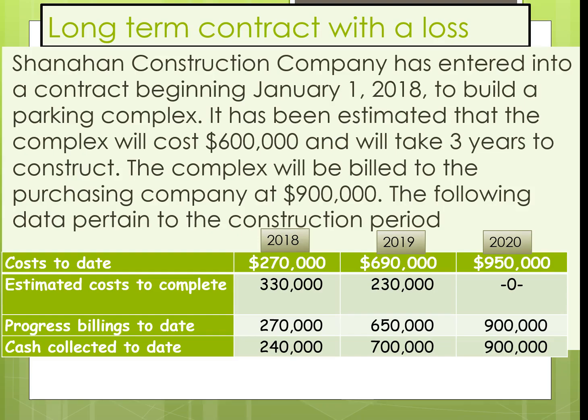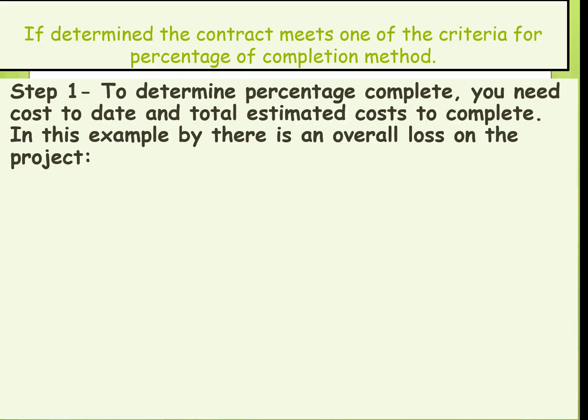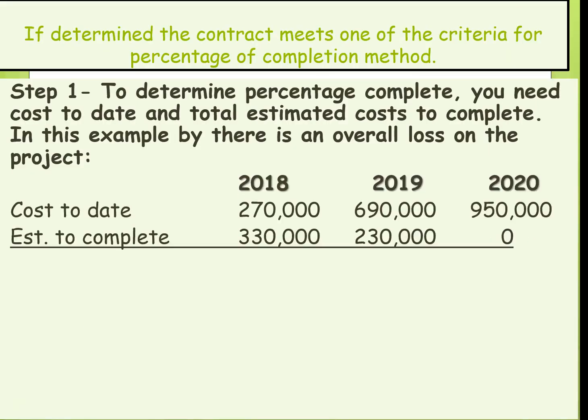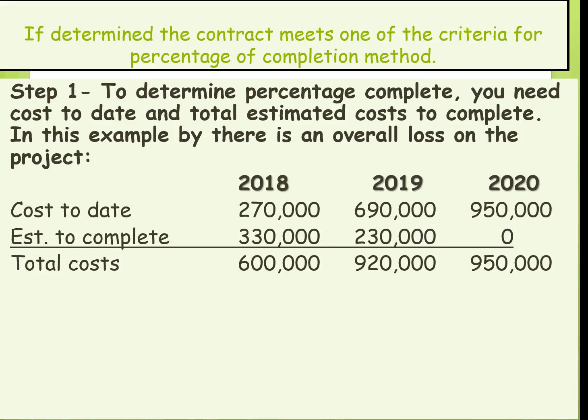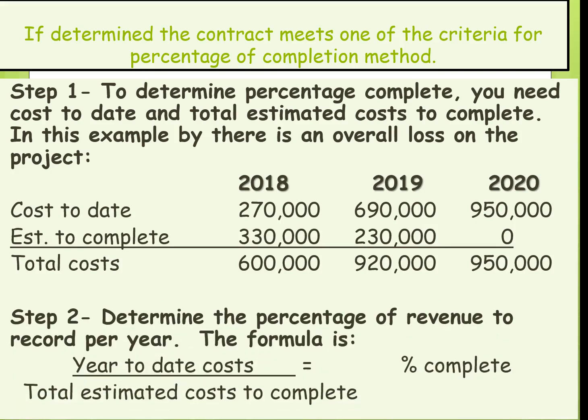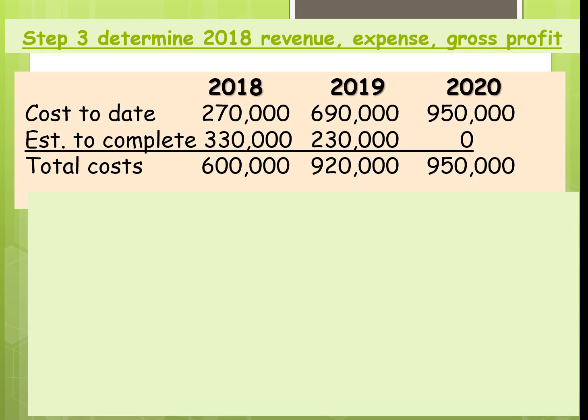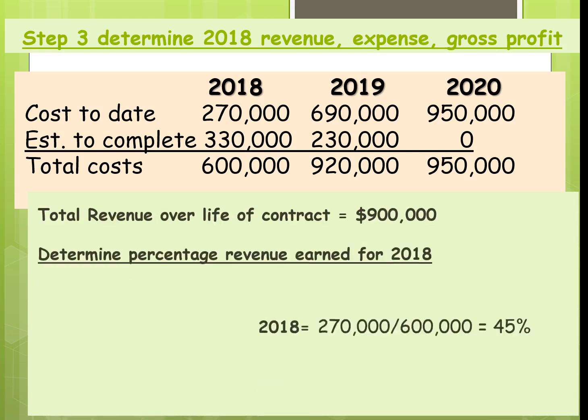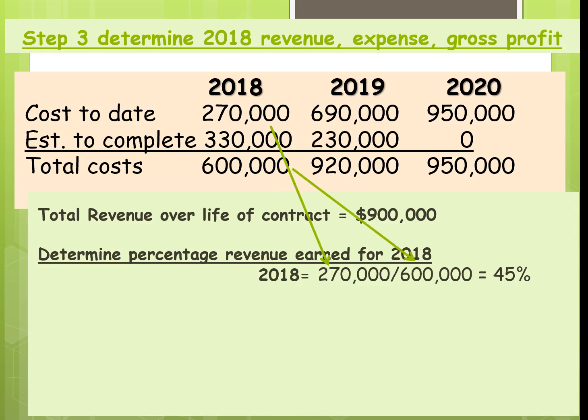Okay, here we have a problem. We can bill $900,000, but we're going to end up spending by 2020 $950,000. So we've got an overall loss on this contract. So first what we're going to do is go through our same process. We're going to look at our cost in relation to our total costs so we can come up with our percentage complete to recognize revenue. So for 2018, we're going to end up with 45%.